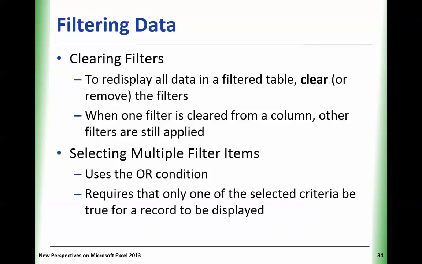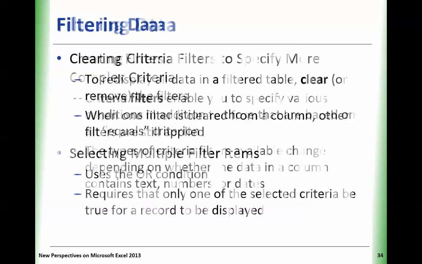We can also select multiple filter items using the OR condition. It requires that only one of these selected criteria be true for the record to display. So we can filter by age and date, and if either one of those things is true, it will show that condition.